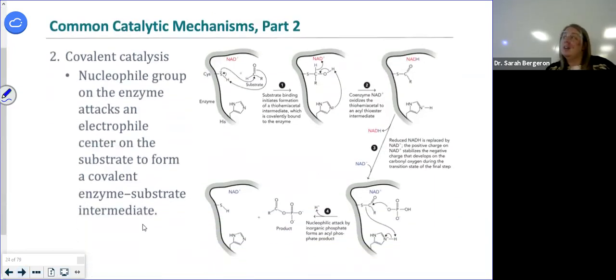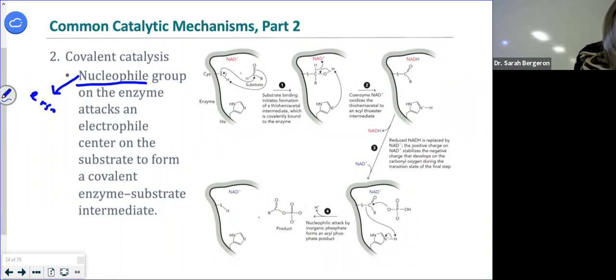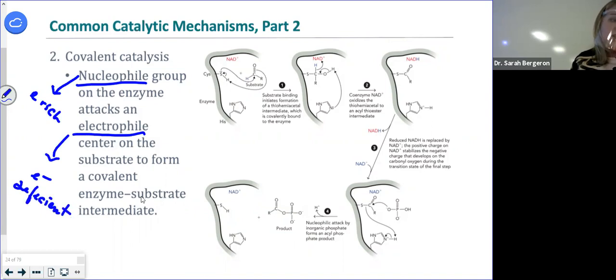All right. Another type of mechanism is covalent catalysis, right? When we talk about covalent catalysis, we're always talking about nucleophiles and electrophiles. A nucleophile is an example of a molecule that is electron rich, right? It has lots of electrons. Something that is an electrophile is electron deficient. D-E-F-I-C-I-E-N-T, deficient, I think, right?